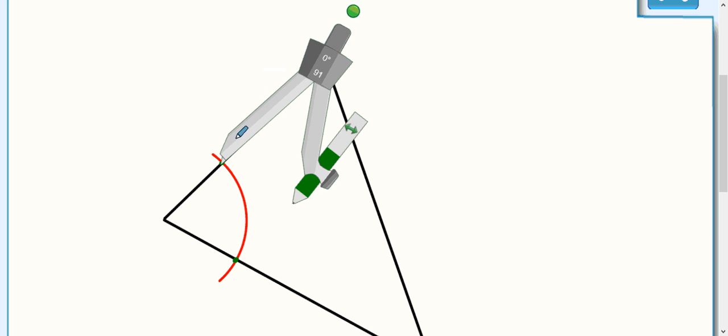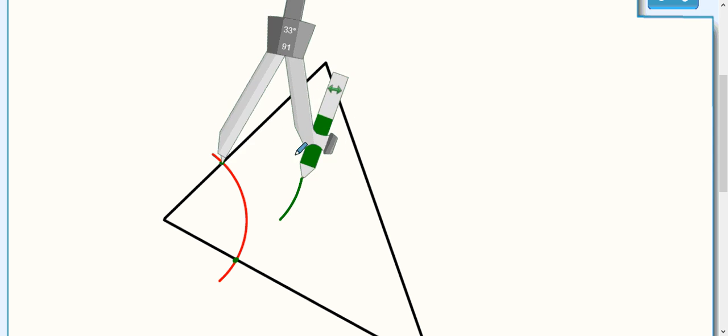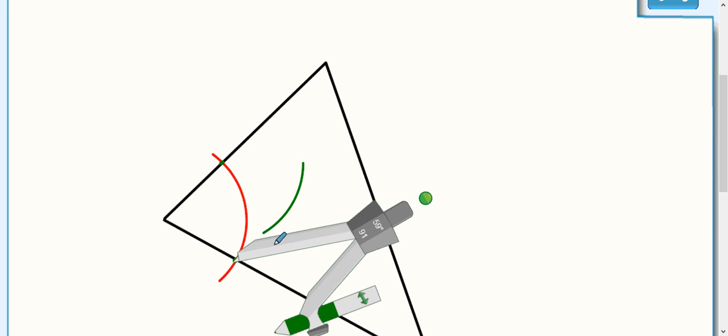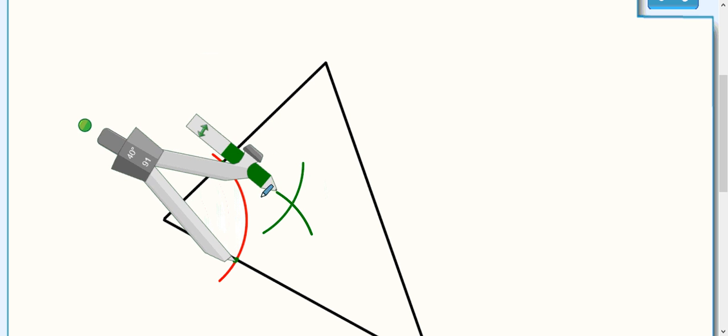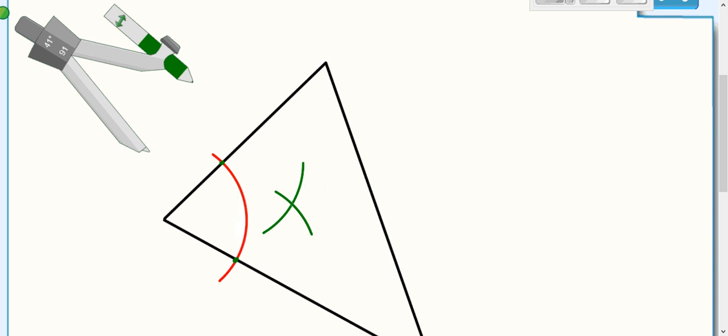So get your compass on that point we just found. And do the same thing from down here. So there's our little X. That means that this segment from the vertex through that X, that's an angle bisector. We just did that for one angle. Triangles, tri means 3. It's got 3 angles. We got to do it 3 times. So we just did it for the first one.